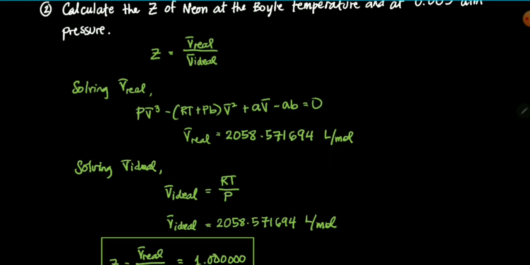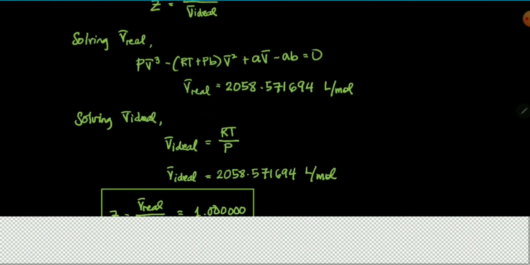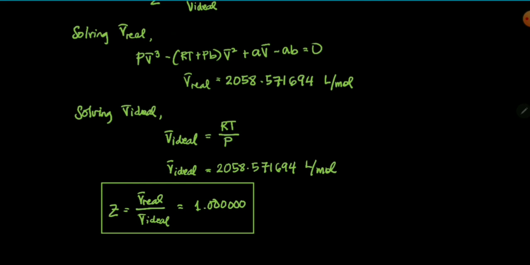Now, solving for the ideal volume, you just have to use the ideal gas equation. So, V bar ideal is equal to RT over P. Makukuha natin ay 2058.571694 liters per mole. So, if you get the ratio, mapapansin nyo, pareho ang values ng real at ideal volume. So, ang makukuha nyo dyan ay 1. Eksaktong 1 for the compression factor. That's up to 6 decimal places.